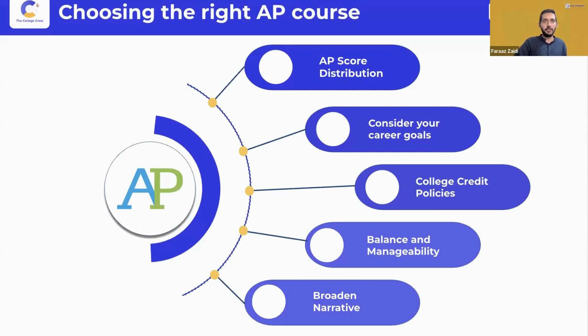Now, after you have looked at the AP score distribution, almost parallelly, you also want to consider your own career goals. So many students tend to pick AP subjects based on what their friends are taking, or what someone else has suggested, or what they've heard a student took and then got admitted into a university. However, if you've already identified your career goals and, let's say, a college major that you may be taking, it's best to choose an AP course that directly supports your academic journey.